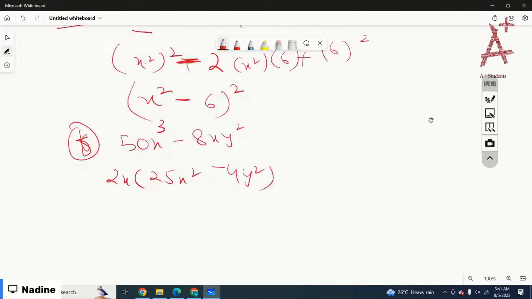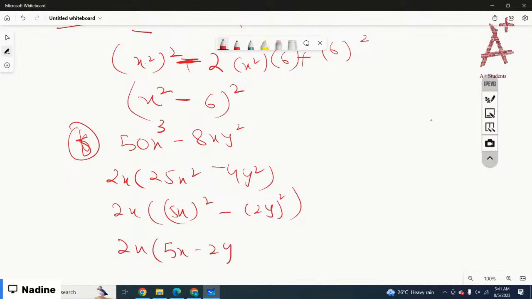So 25x square is the perfect square of 5x, and minus 4y square is the perfect square of 2y, right? So you can write them as 5x minus 2y and 5x plus 2y, right?